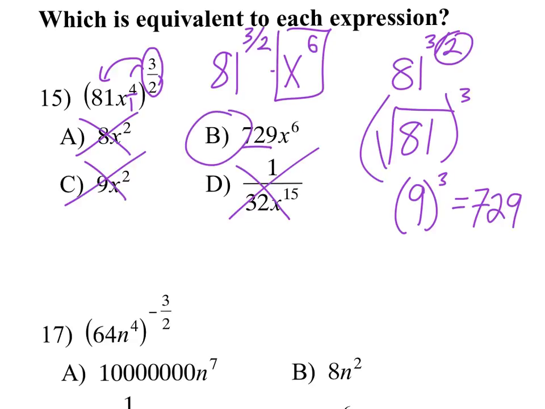If you aren't sure how to do that, one thing that you could do on your TI graphing calculator is type in 81. If you use the caret button, it looks like this. That's going to give you an exponent. We need to use parentheses, but then we could do 3 divided by 2 in parentheses. And that'll give you 729 also, without having to write that out.